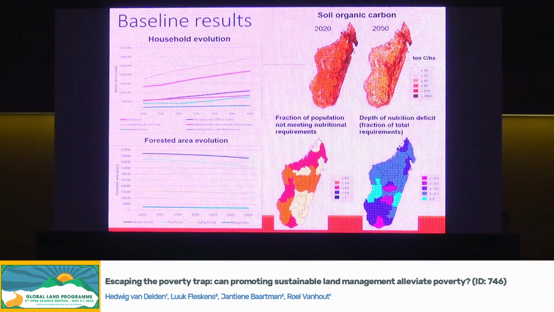Then if we look on top, organic carbon, 2020-2050, a lot of decline in environmental values, not only of the carbon, but also N, P and K. And then at the bottom, we see the fraction of the population that doesn't meet the nutritional requirements, and also how much they miss them. If we look at the region all the way at the bottom, actually half of the people don't meet the requirements, and they miss them by roughly 40%. So it's quite serious.